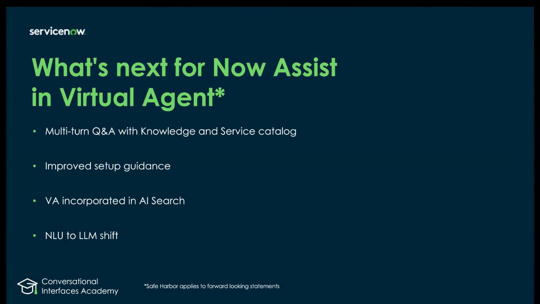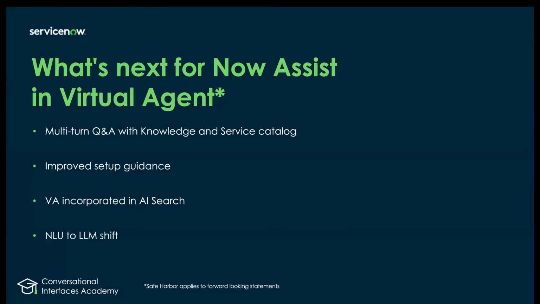Okay. In November, we're going to enable multi-turn with knowledge and service catalog. In other words, rather than just asking one question and getting one response, you can start conversing with that knowledge article, asking multiple questions, follow-up questions, right? Same thing with service catalog, right? We will be able to ask, okay, naturally, what do you want? Get into the details of what you want, etc.